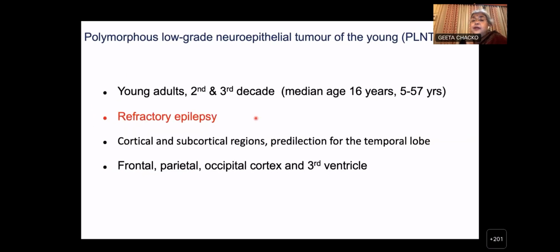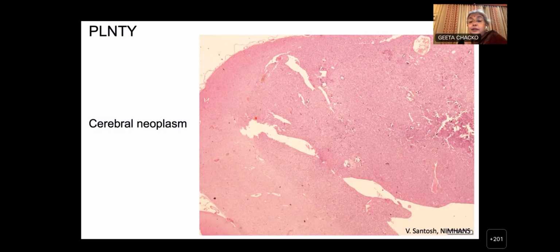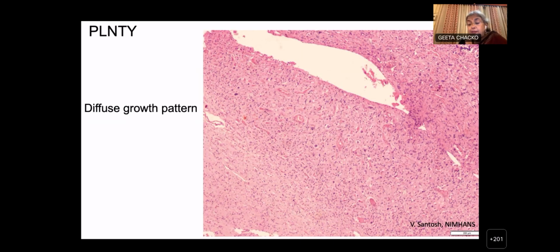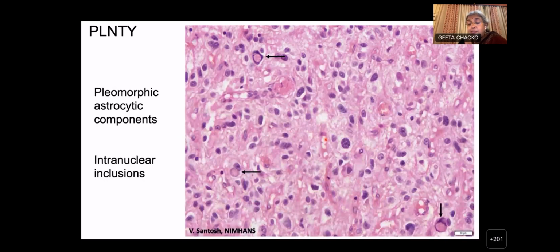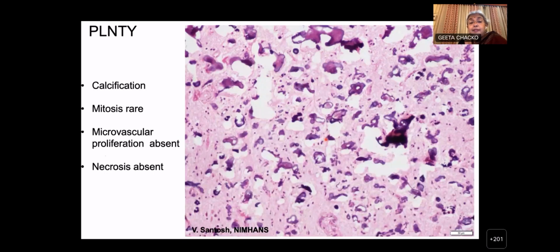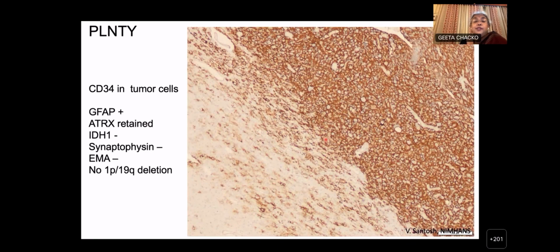So the clues are this long-standing epilepsy, young adult or young children, median age is 16 years, our patient was 15, usually in a cortical location. This is another case which I got from Dr. Vani, where you can see the tumor in the cortex. Here again, a diffuse growth pattern. And in her particular case, apart from this oligo-like appearance, there were other areas which had pleomorphic cells and some spindle-shaped cells as well. So when you see a tumor like this, and you see a lot of calcification, there's no mitosis, there's a long-standing history of seizures, one has to think of this entity called PLNTY.